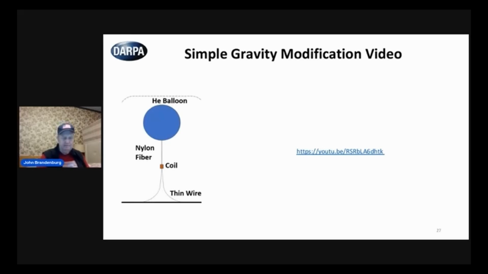All right. You see on the left, there's the helium balloon and the nylon fiber dangling beneath the balloon, and you just have a coil there with two thin wires. And it's all in an enclosure. Now, we're going to show you the video. Let's see if this works.